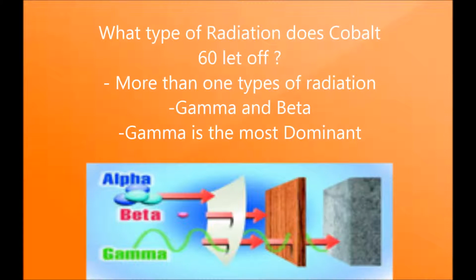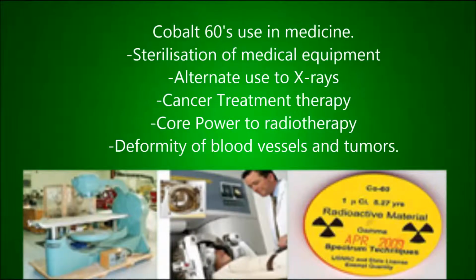Cobalt-60 is one of the very rare isotopes that let off more than one type of radiation. These two types of radiation are the gamma and beta radiation particles, although the most dominant radiation given off with cobalt-60 is gamma rays. Cobalt-60 has many uses in both medicine and industry, although the foremost use is in medicine. They use cobalt-60 in gamma radiation and for the sterilization of particular medical equipment. Cobalt-60 is the alternate way for using X-rays, and is also used in cancer treatment therapy.